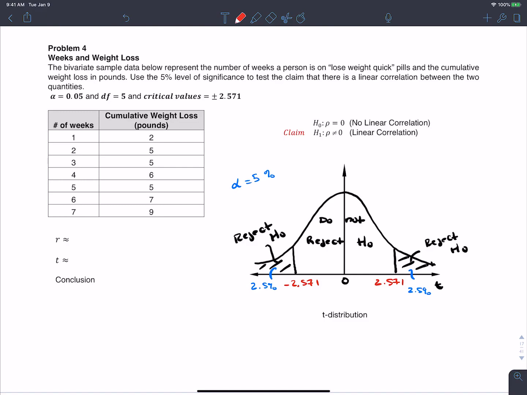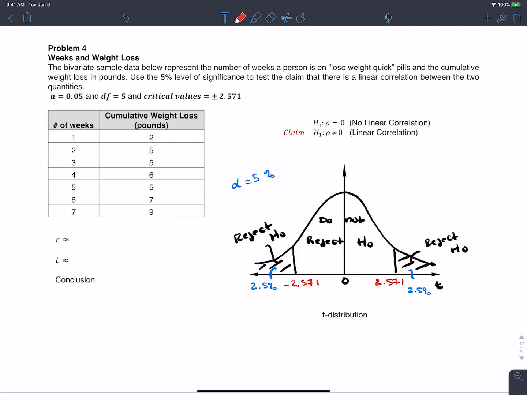Weight loss. The bivariate sample data below represents the number of weeks a person is on lose weight quick pills, and the cumulative weight loss in pounds, meaning they're adding the pounds that you're losing. So if you said, over this period I lost 10 pounds, you didn't lose all 10 pounds in the first week. You didn't lose it in the second week. They added the weight loss. That's cumulative.